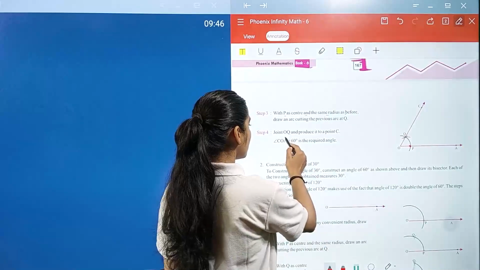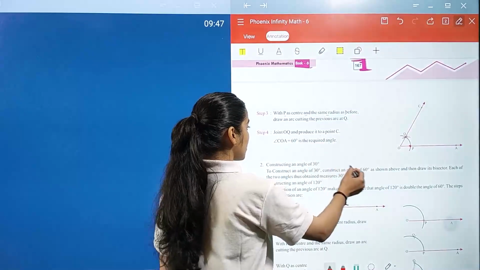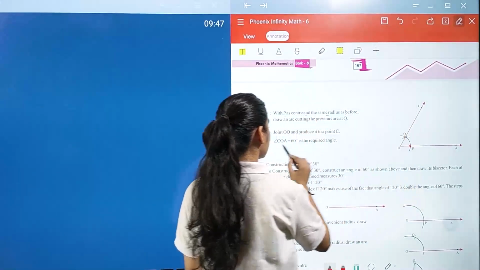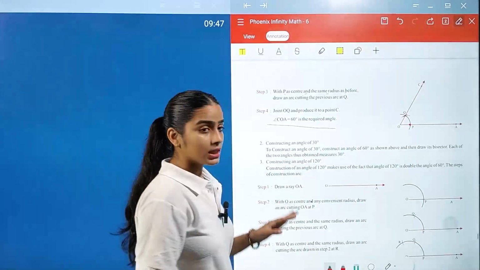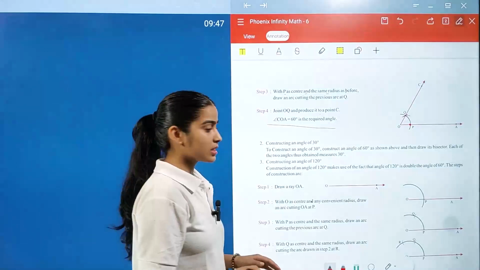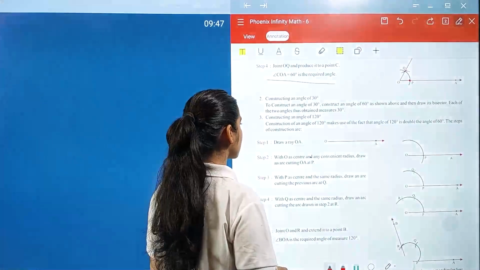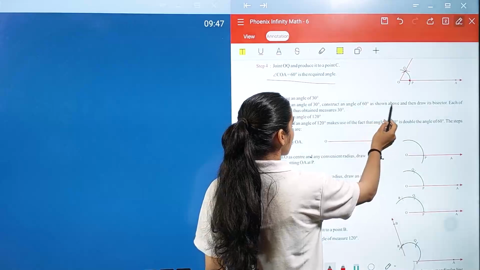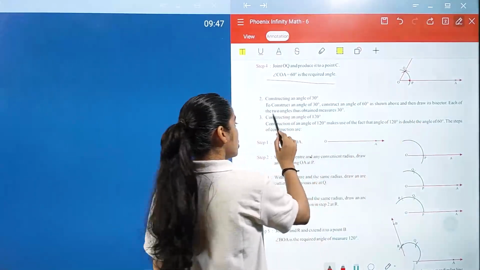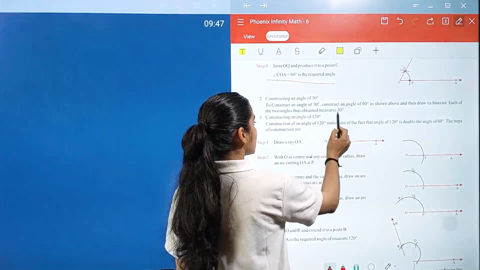Now join OQ and produce it to C. This is your angle of 60 degrees. Same you have to do for 30 degree. 30 degree angle means bisector of 60 degrees. So here you have to draw the bisector of 60 degree. So to construct an angle of 30 degree, construct an angle of 60 degree as shown above, then draw its bisector. Each of the two angles thus obtained is 30 degree.